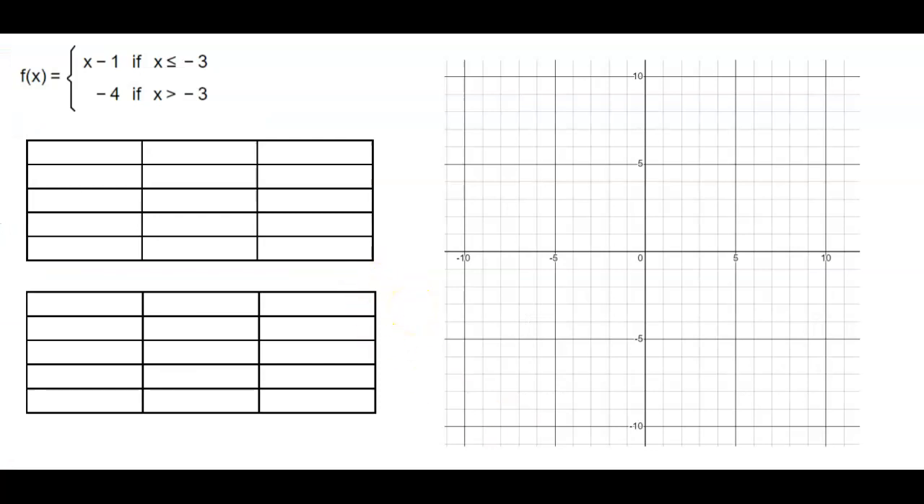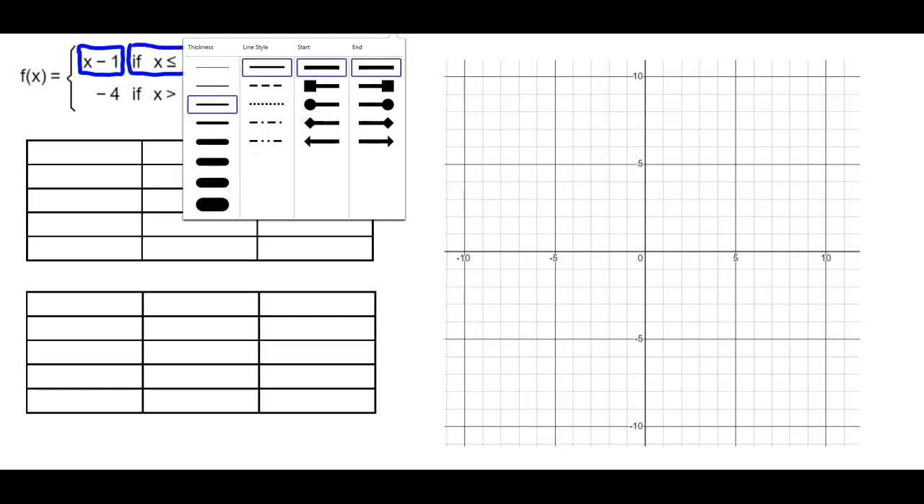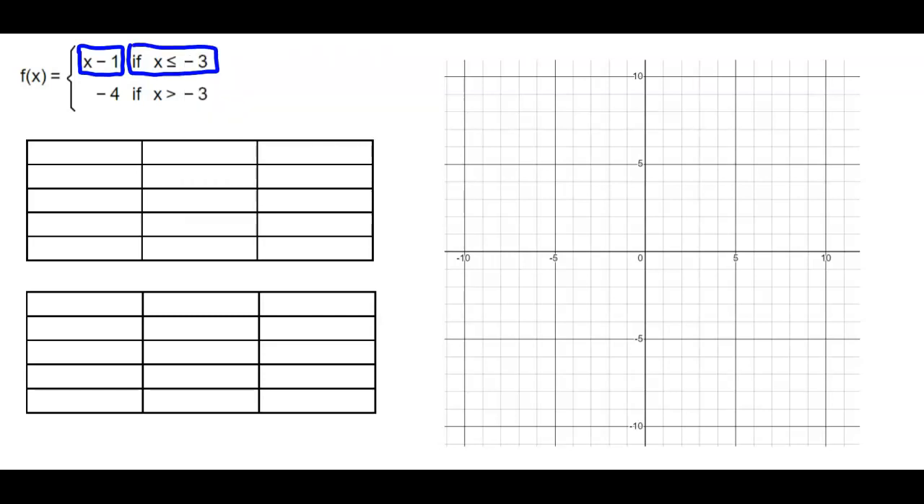When we graph, we're going to first look at the first function, which is x minus 1, and it has the restriction that x is less than or equal to negative 3. So we're going to pick values of x and plug them into the function f of x equals x minus 1, and then find the ordered pair. So we have x and f of x, and recall that f of x is the same thing as the y-coordinate.